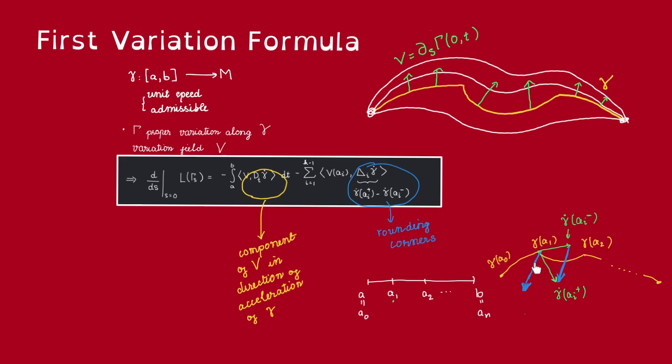Thus, we see that a minimal length curve must be smooth and must have zero acceleration, so it must be a geodesic. Alright, so that's the intuition. Let us now actually prove this.